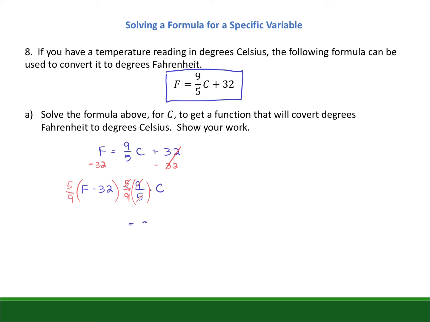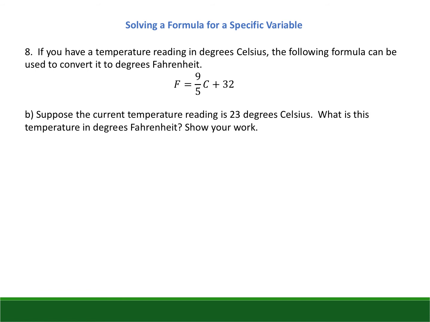So on the right, I've got C, and then on the left here, you can distribute that 5/9 to every term inside the parentheses. So I get 5/9 F minus, and then that's 160 over 9. And you can just leave it as a fraction like this. So I'm just going to rewrite it like this. C is equal to 5/9 F minus 160 over 9. Final answer.